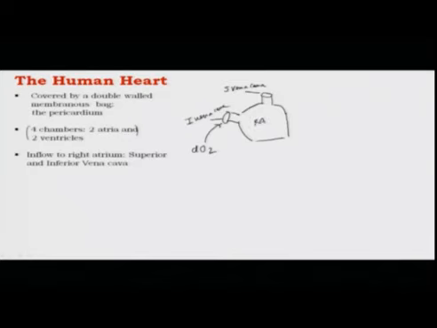Now, there is a gap between the right atrium and a connectivity between the right atrium and the lower chamber, which is called the right ventricle. On the other side, we have the left ventricle and we have the left atrium.